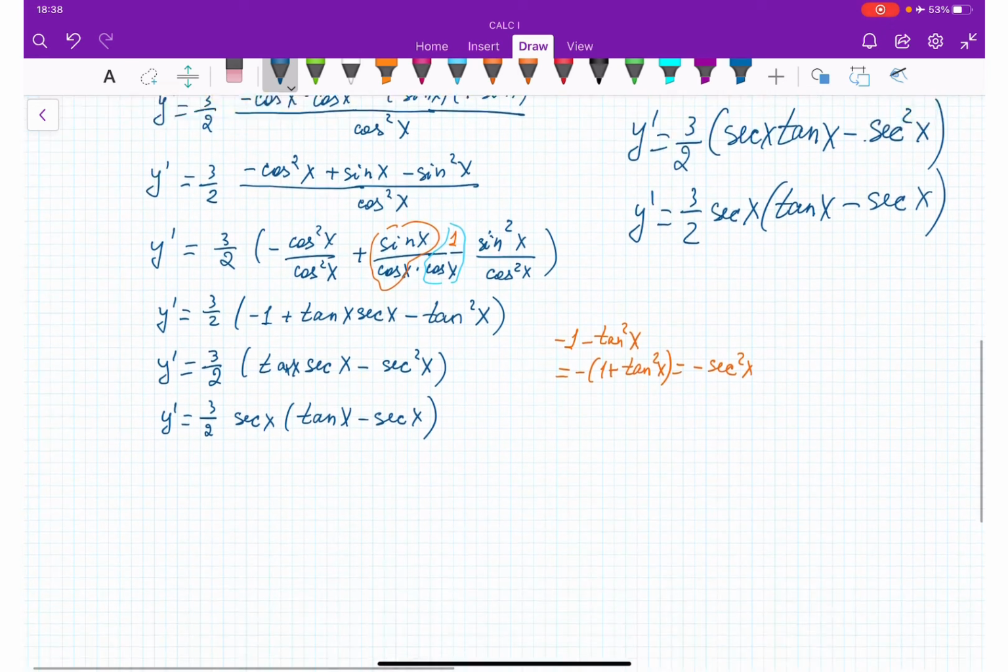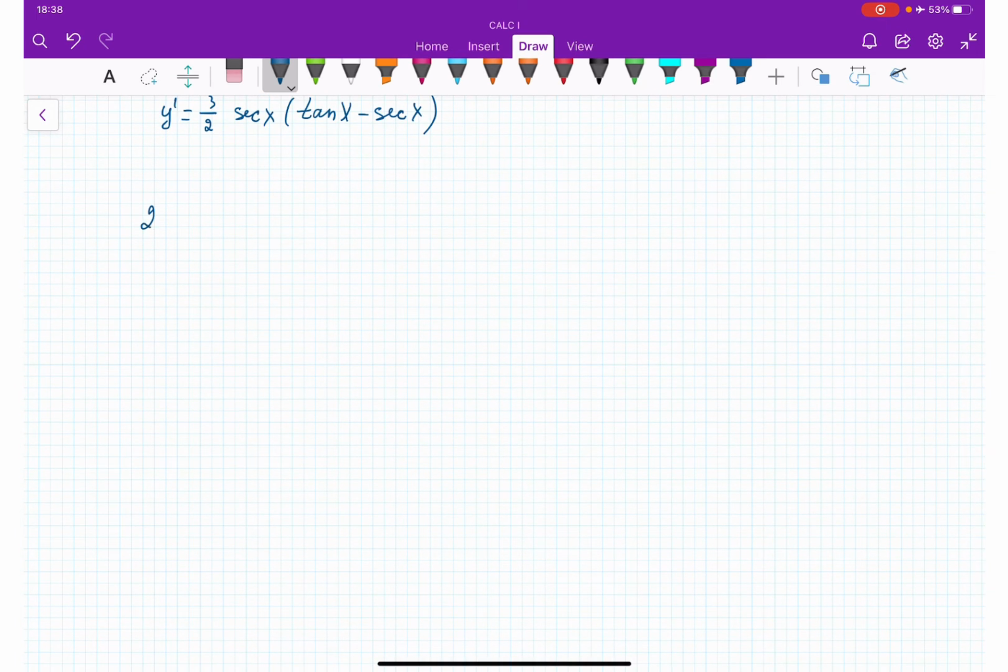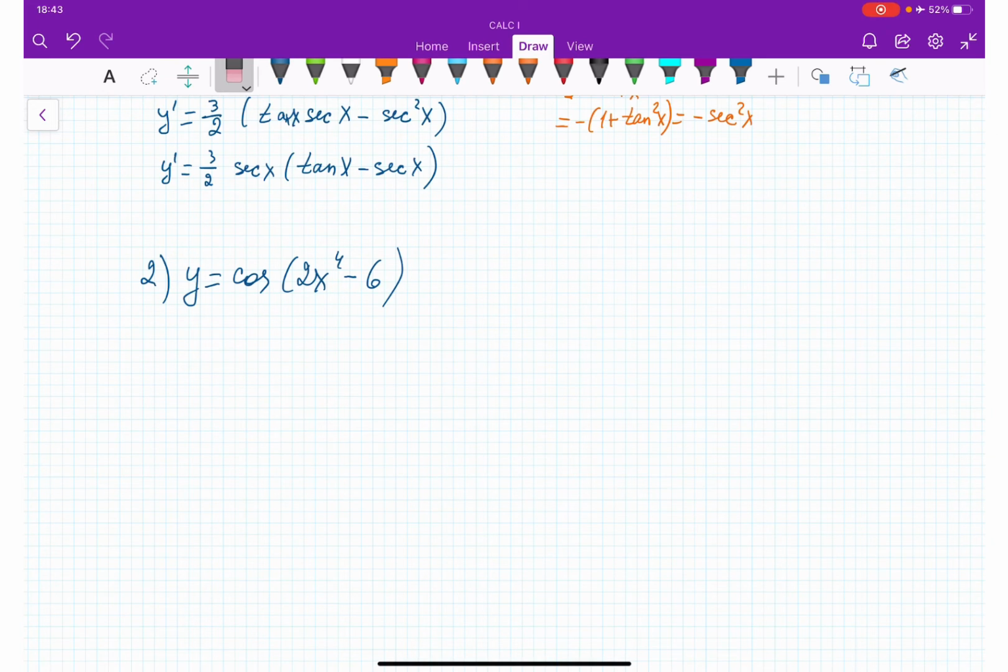So let's do another one. Number 2. Y is equal to cosine of (2x to the power 4 minus 6). Obviously, we are going to use the chain rule, right? So the chain rule says, first we need to take the derivative of the entire cosine, because instead of just x, we have 2x to the 4 minus 6. Instead of the standard form cosine x, we have cosine of 2x to the power 4 minus 6, which means we have phase shifting, shrinking, and so on. So we need to get inside and then take the derivative of this inside also.